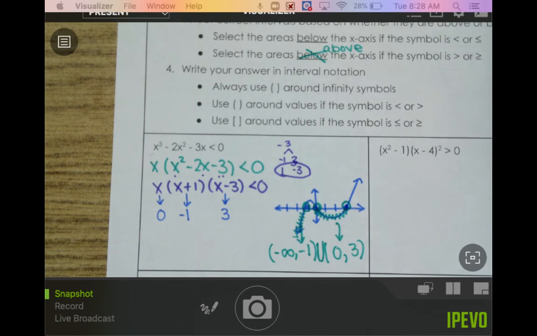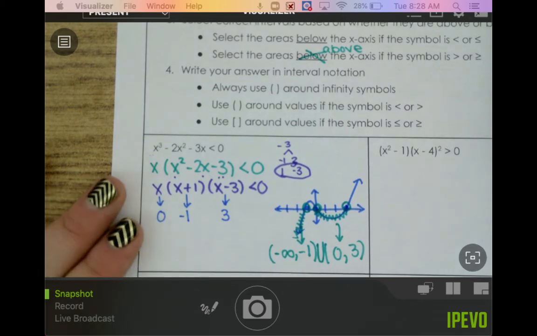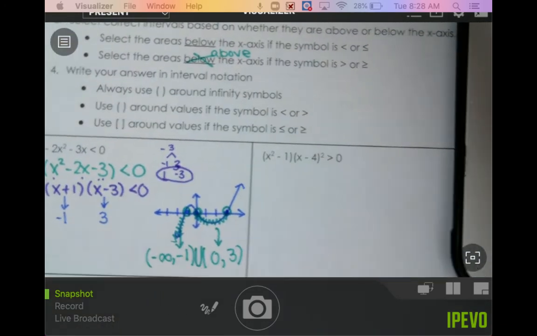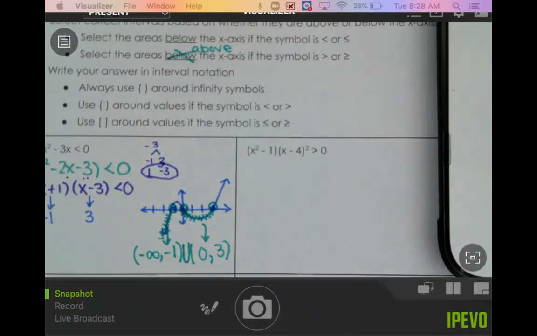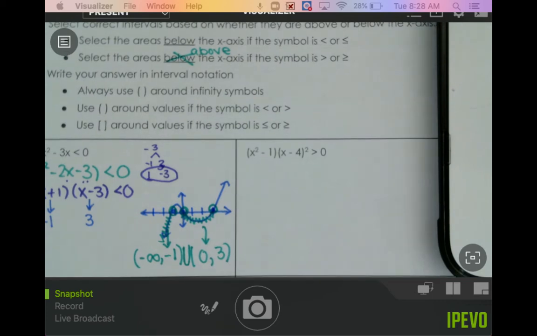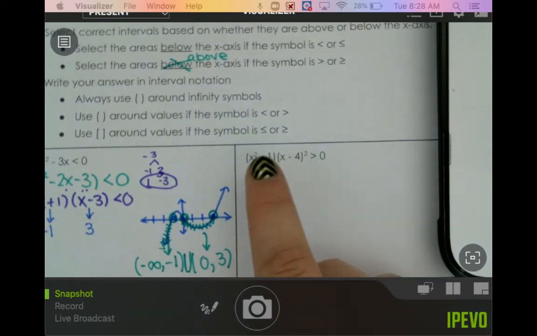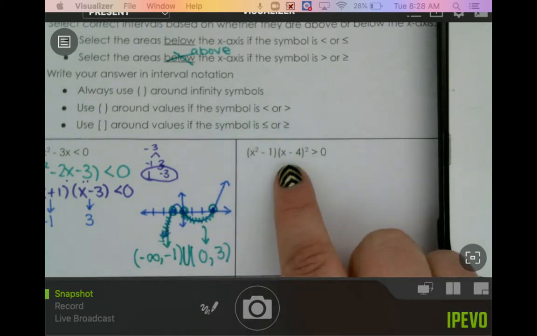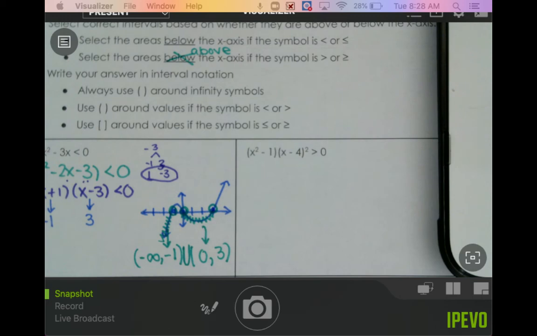Okay. Let's do another one. Scroll over here to the right a little bit. Give you a second to write it down if you were working on it on notebook paper. The first factor is x squared minus 1. And then you have x minus 4 in parentheses with a squared on the outside. And this time we're going to go greater than 0. So instead of wanting the parts below, we're going to want the parts above. That's really the only difference between these two problems.